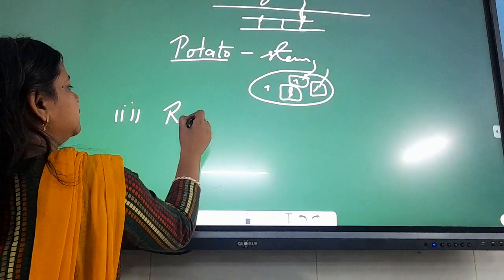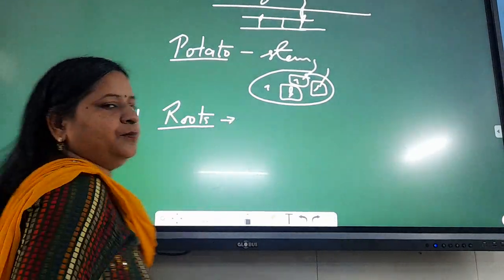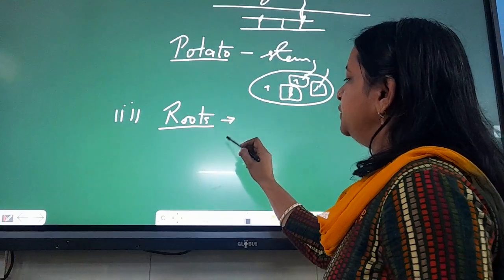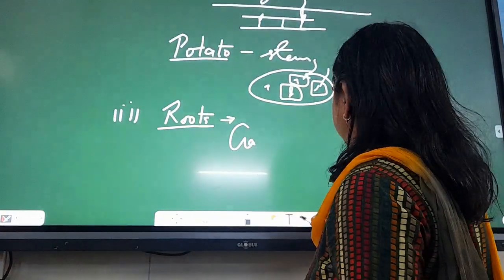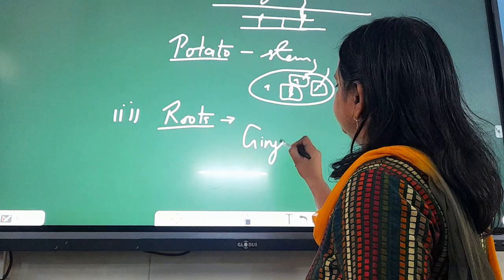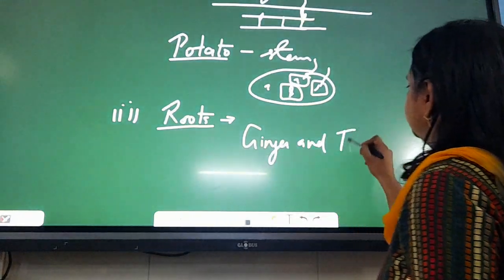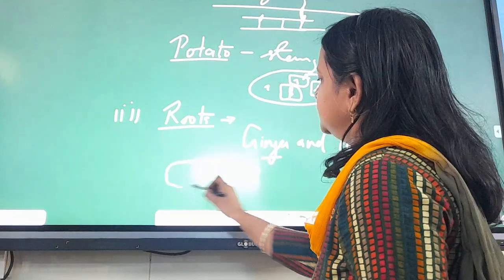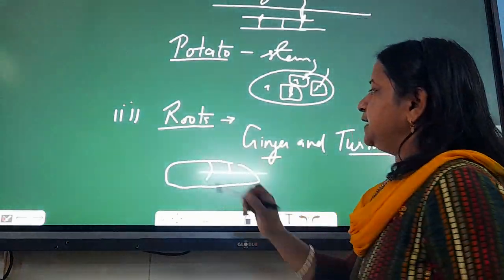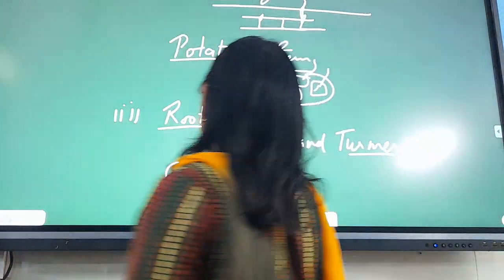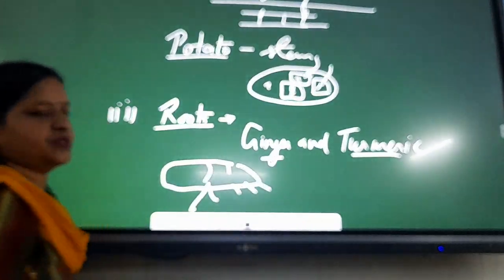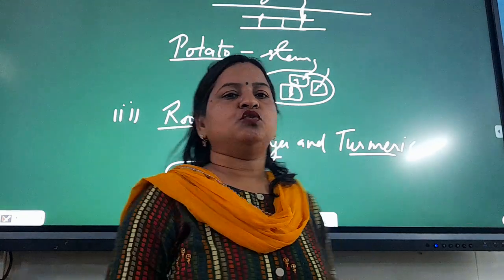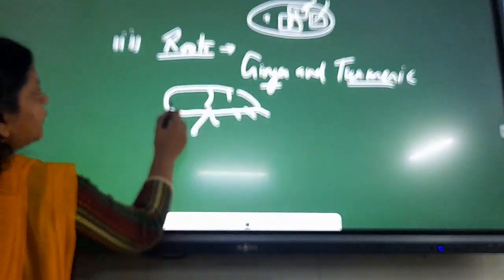There is another example, like roots. Some plants are grown by using roots only, as in the example of garlic, ginger and turmeric. In these, the solid part is called the root, and you can see a number of roots appearing on it. So these roots can be used to develop a new plant.